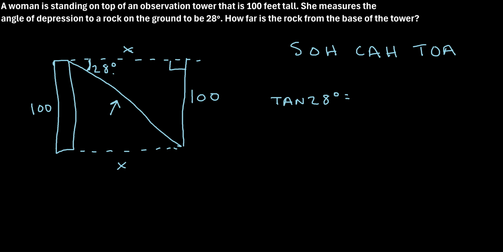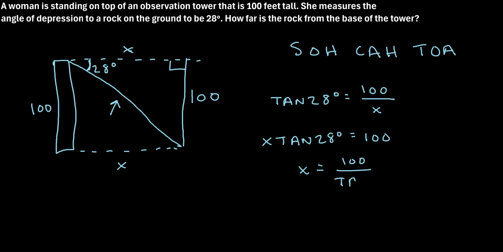So the opposite side of our 28 degrees we know is 100. The adjacent side we don't know, this x right here. So we'll write x. So now we just have to solve for x. So let's get x out of the denominator by multiplying both sides by x. So we'll say x tangent 28 degrees is equal to 100. And to get x all by itself, we can divide both sides by the tangent of 28 degrees. So x will be equal to 100 divided by the tangent of 28 degrees.